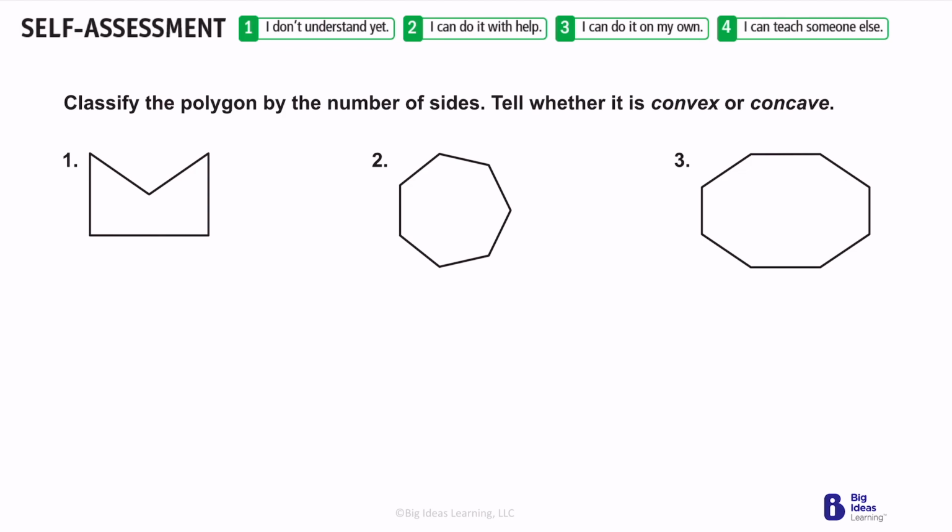So here we're going to classify these by number of sides and tell whether it's convex or concave. So you're going to pause it, get your answer, then come back.